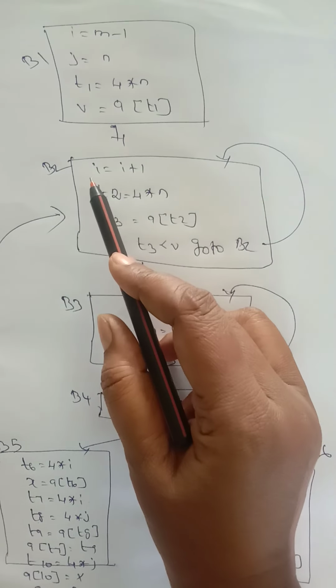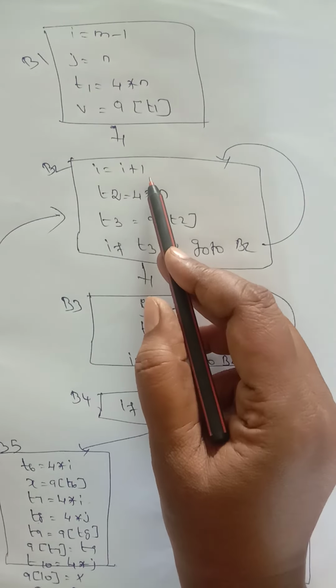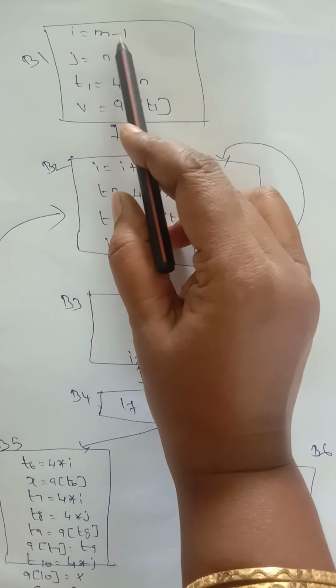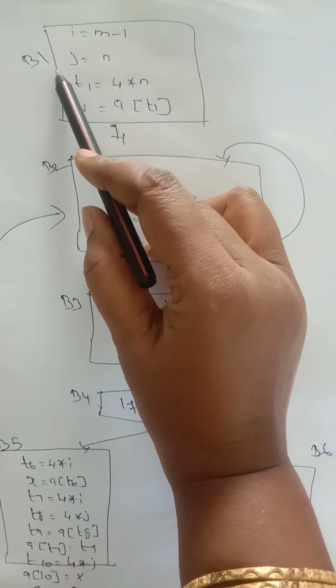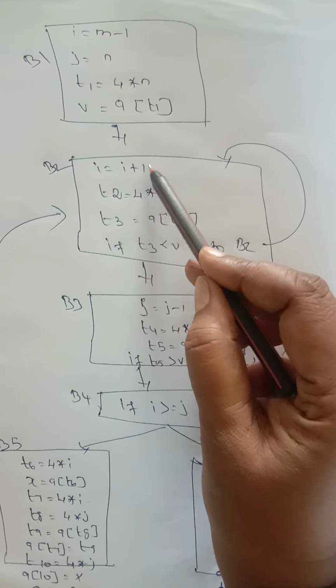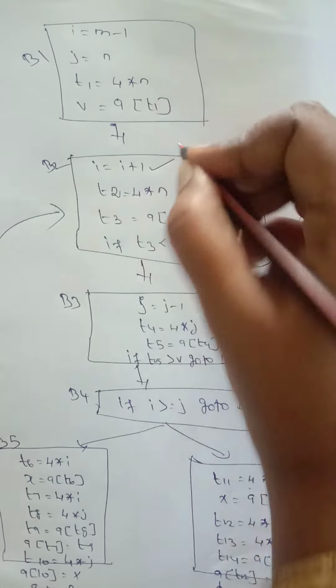Here, what's the first statement? i equal to i plus 1. Initially we defined i equal to m minus 1 in block 1. Here we are incrementing that i value by 1. So it has effect. The code has effect.